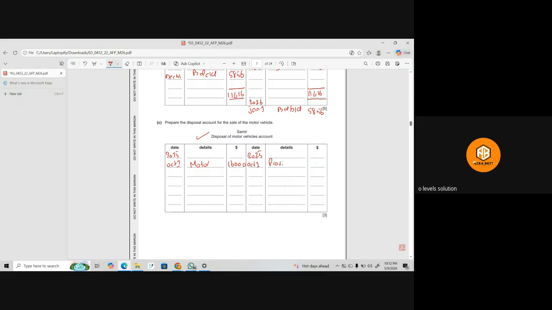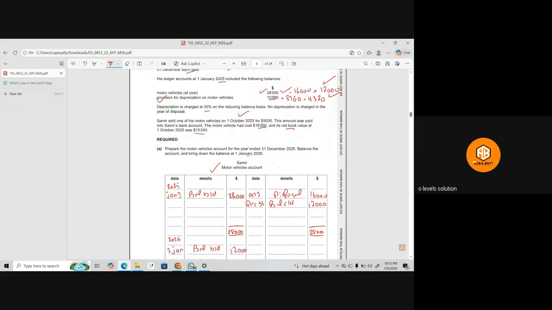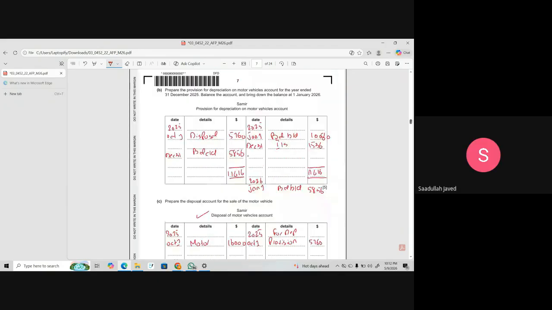So provision for depreciation, that is 5760. And we also have to see how much the amount which we received, that is 9,500. So the bank is debited with 9500. Disposal will be carried.